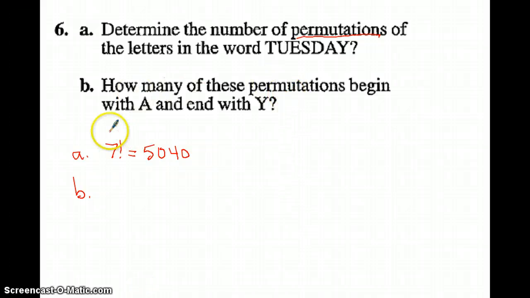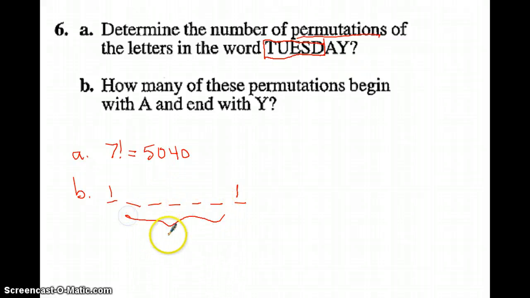How many of them begin with A and end with Y? Well, there are 7 choices you have to make: 1, 2, 3, 4, 5, 6, 7. If this one has to be A, there's only 1 choice for that. This one has to be Y, there's only 1 choice for that. And if you think about it, at that point, I actually have these letters I can choose from, because the A has been placed and the Y has been placed here and here. I've got those other 5 letters that have to go in there.